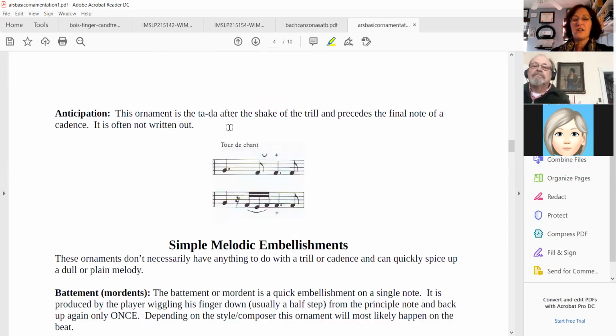The anticipation. This ornament is the ta-da after the shake of the trill that precedes the final note of a cadence. It's often not written out, but sometimes it is. In this case, that is your anticipation, that extra F right there. Oh, I'll take it up an octave. So when you hear people go, bam, ta-da, that ta is the anticipation. The da is the last note that you see.